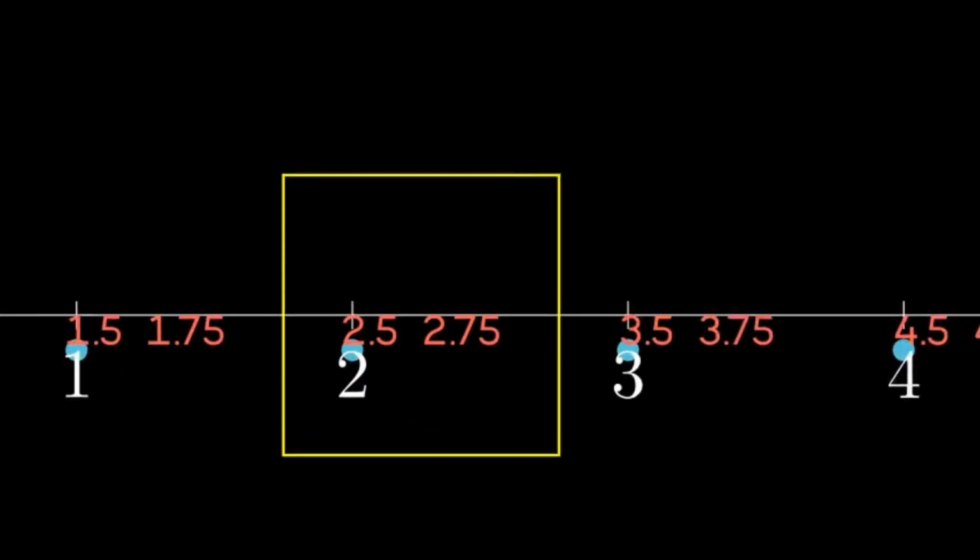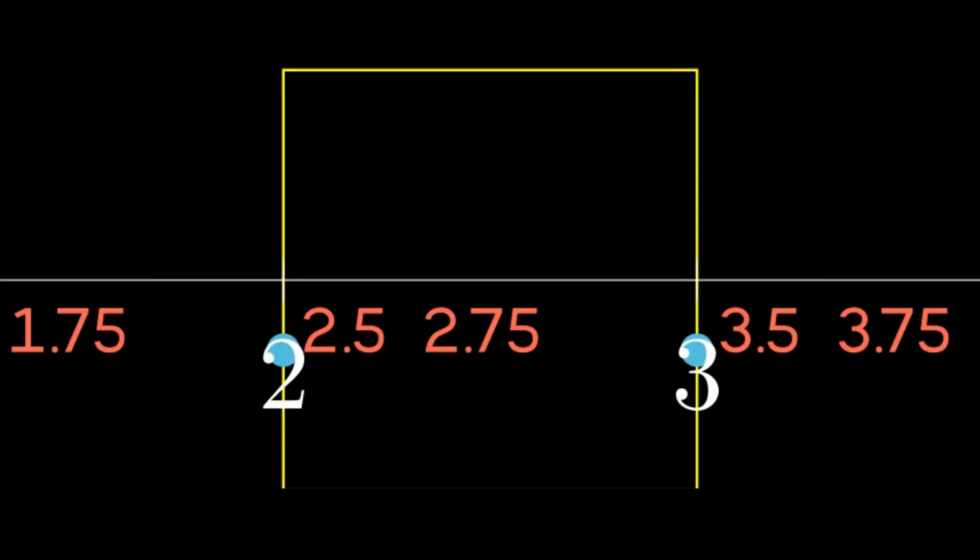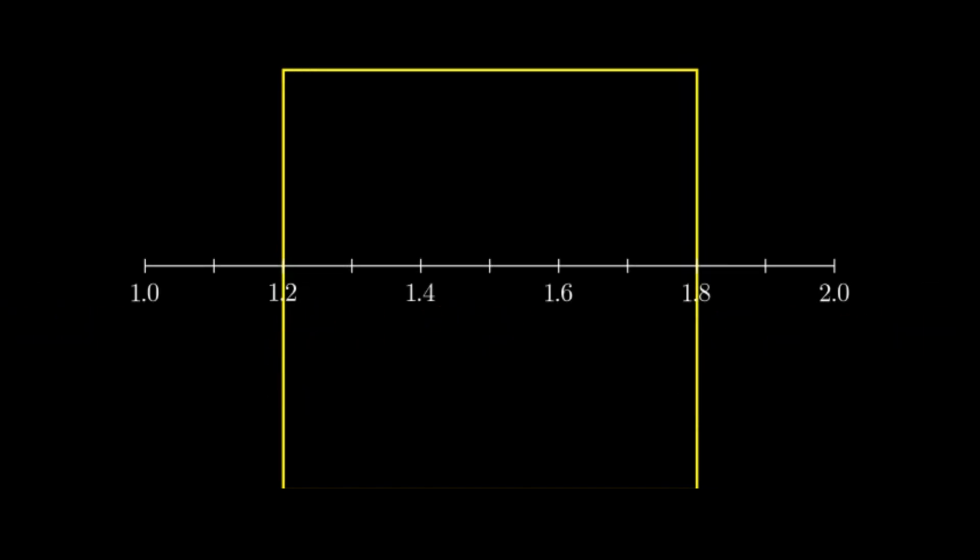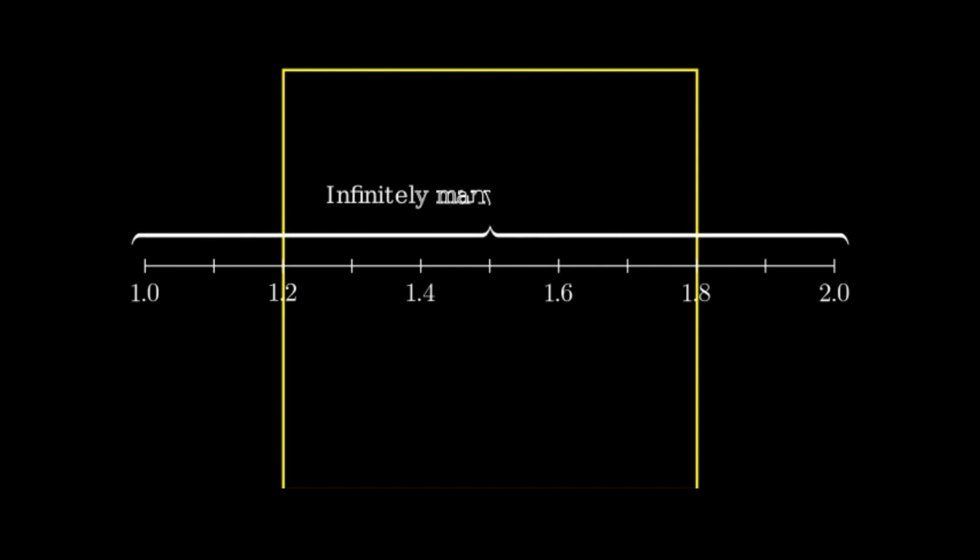To better understand the density of real numbers, let's zoom in on the interval between 1 and 2. This yellow rectangle highlights our area of focus. As we zoom in, we can see more real numbers. Our number line now shows increments of 0.1 between 1 and 2. But even this is just scratching the surface of the real numbers in this interval.